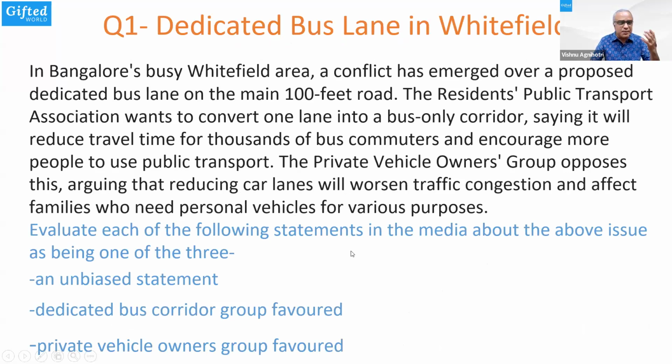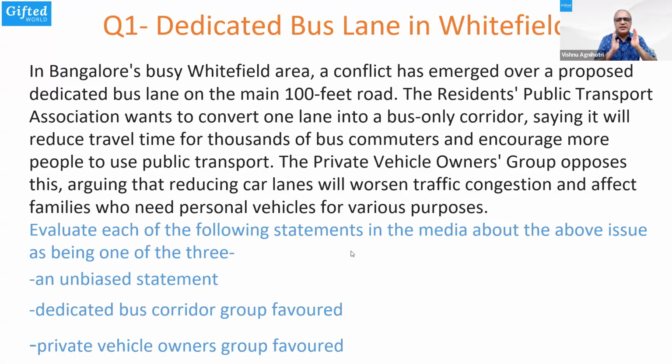So some of you may be from Bangalore. If you're not from Bangalore, you're still from a large city and you know traffic congestion, and all of you have been stuck in jams, I'm sure. So here the question is that there is a busy Whitefield area in Bangalore, and there's a conflict over a dedicated bus lane. It's not yet there. Somebody has proposed that there'll be a dedicated bus lane on the main 100 feet road. The road is 100 feet wide.